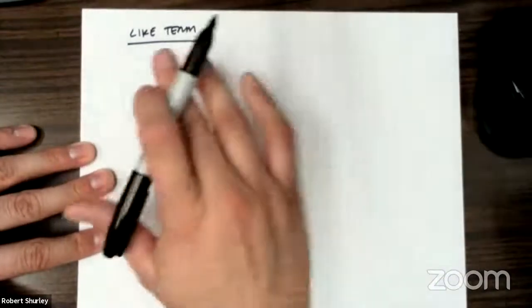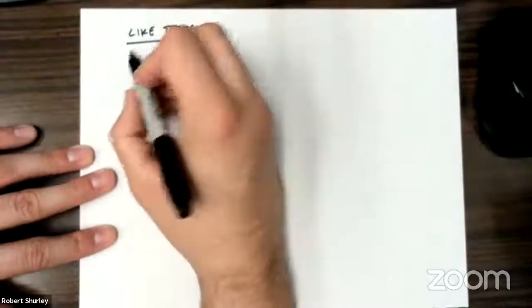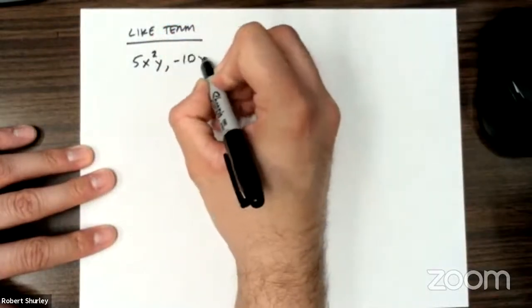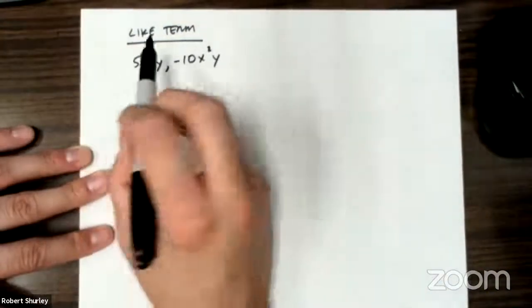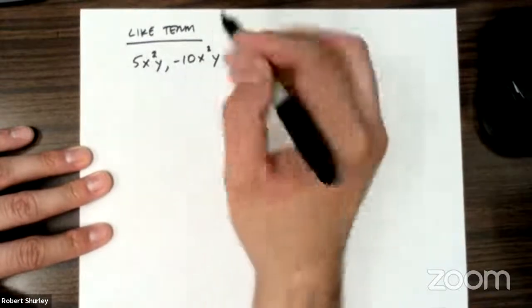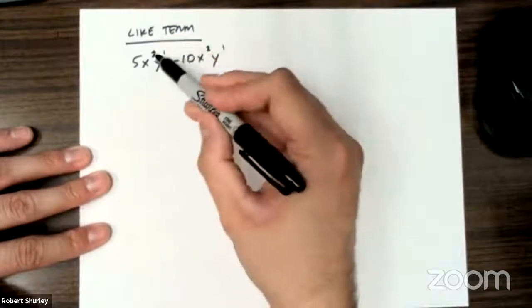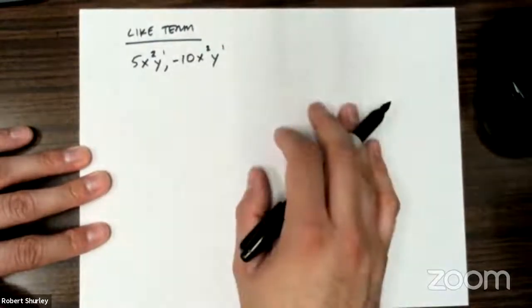Okay, so if we looked at like terms, we'd have to have the same exact variables raised to the same exact powers. So like 5x squared y and negative 10x squared y. These would be considered like terms. They've got the same variables, x and y, and the x and y are raised to the exact same powers in each term, right? X is squared and y is raised to the first power. So these would be considered like terms.